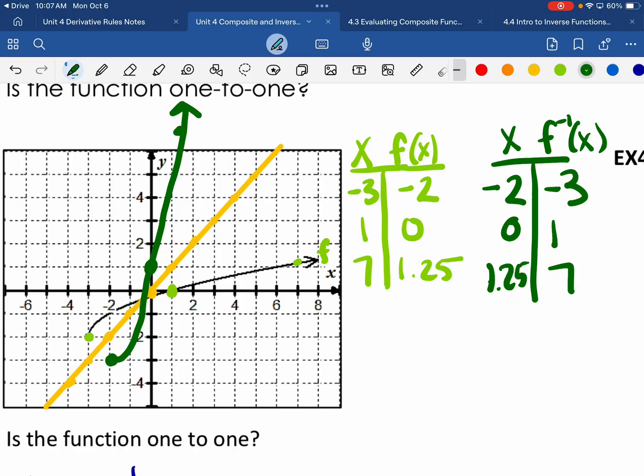And you can kind of see that my green line and my original line reflect over each other if you would fold them along that diagonal line. All right, but if you can't see it, it's okay. You just got to find some points and plot them.